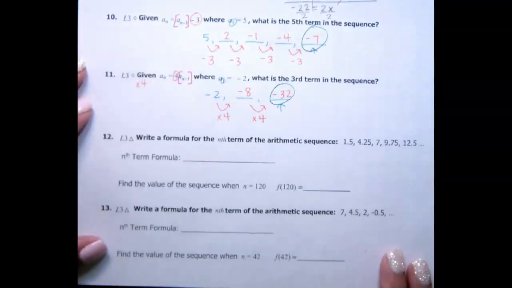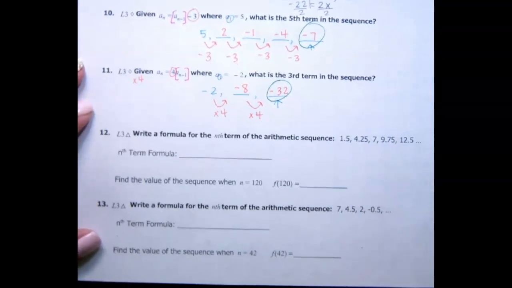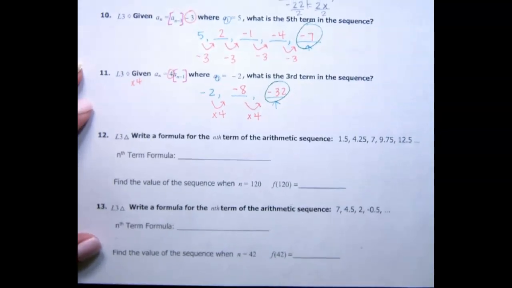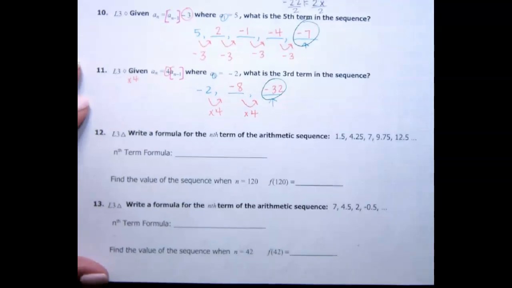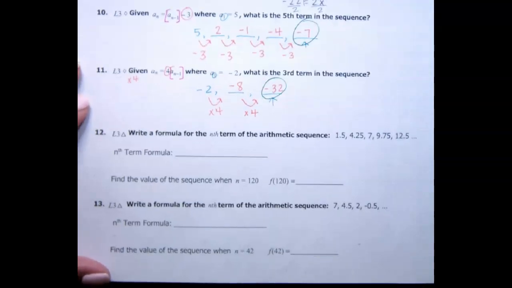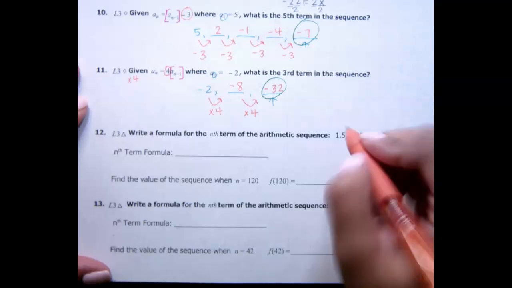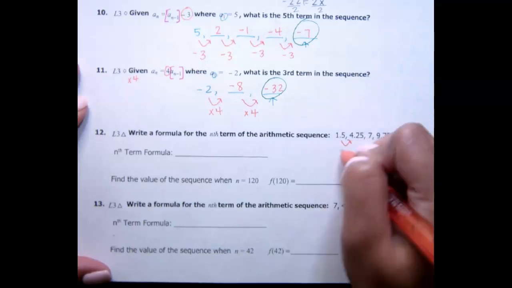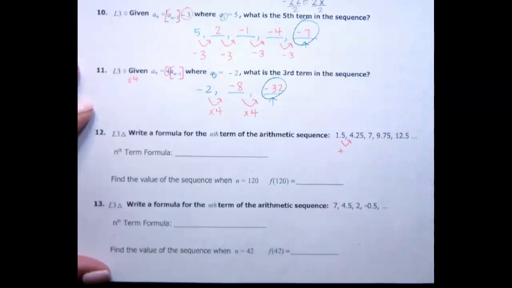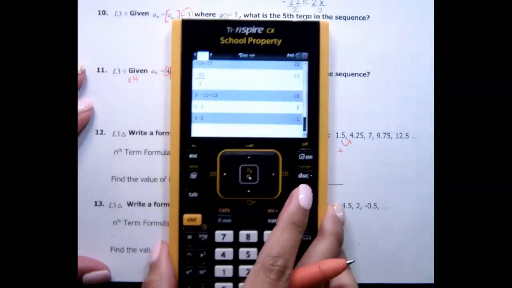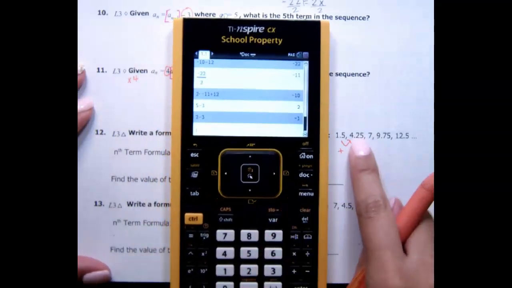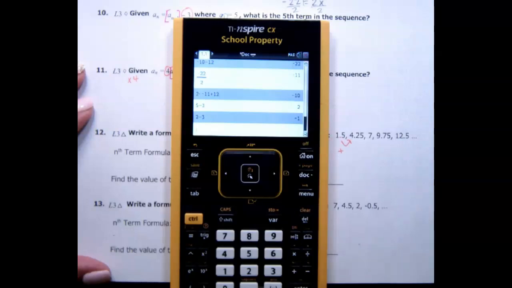Almost done. Couple more problems. Write a formula for the nth term of the arithmetic sequence. So this time we're writing the nth term formula. That one looks like slope-intercept form. We use different variables. So first I need to find my common difference. My numbers are getting bigger, so I know I'm adding, right? What am I adding? Well, I'm not 100% sure. This number minus this number. That's how you find the difference.